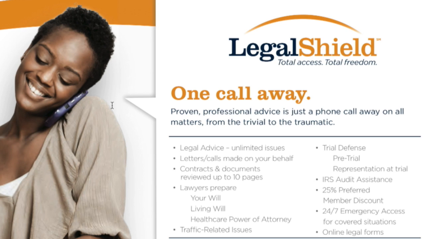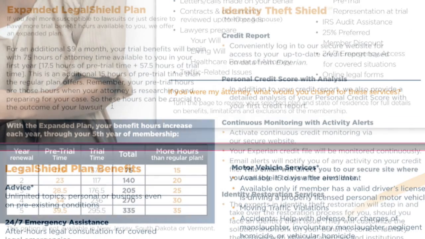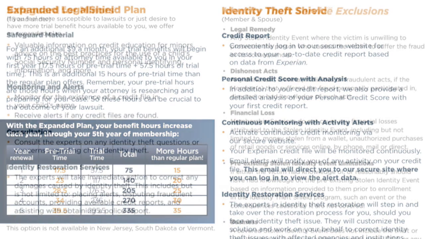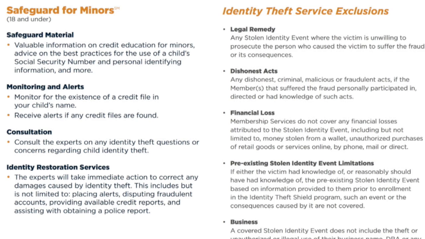You'll also have the opportunity to buy the additional Identity Theft Protection Rider for a low monthly cost. Identity Theft Shield will cover you and your spouse by continuously monitoring your credit, and if your identity is stolen, the experts will take the necessary steps to restore your good name and credit for you.